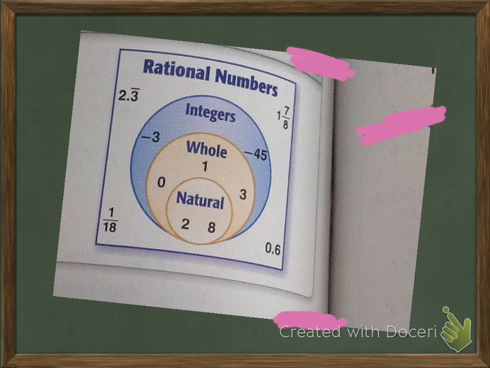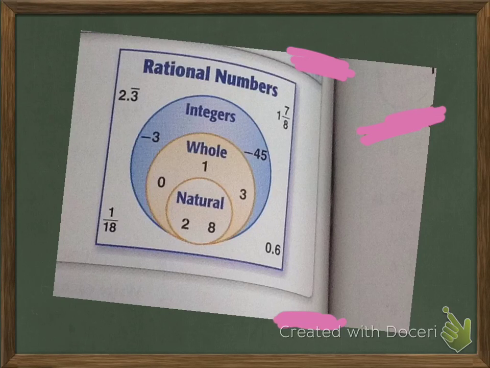And then integers get more specific. They can be positive or negative, but they can't be decimals or fractions. So that's what it shows you there. Then you have whole numbers, which can't be negative and also can't be fractions. And then you have natural numbers.